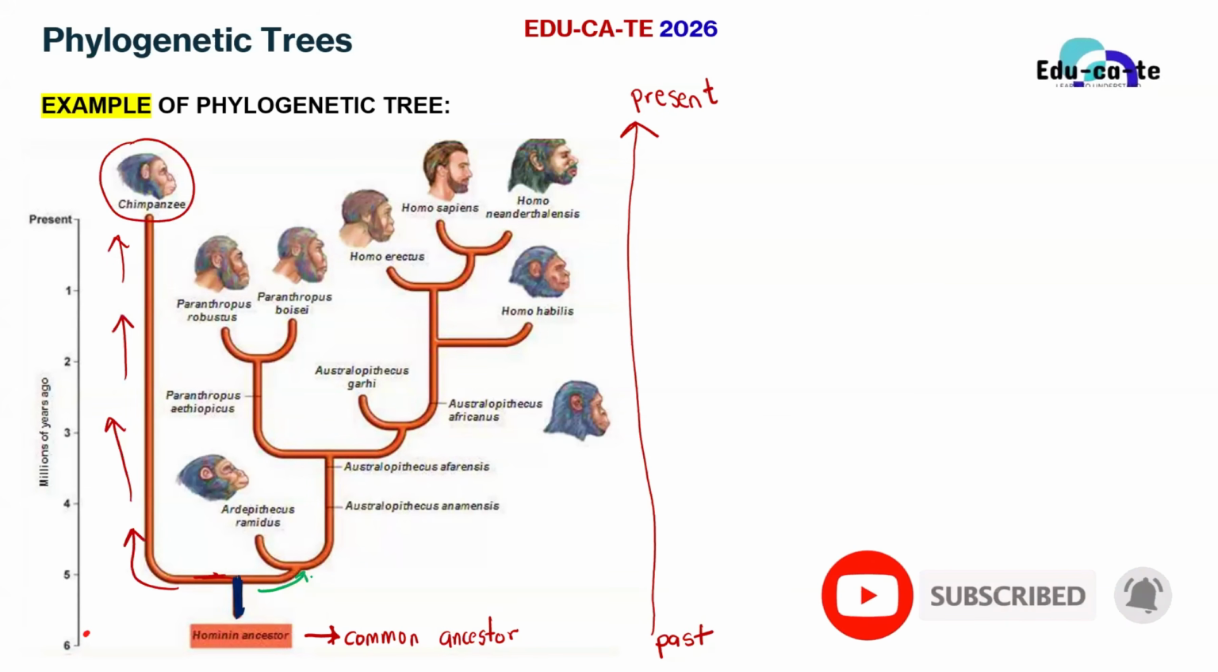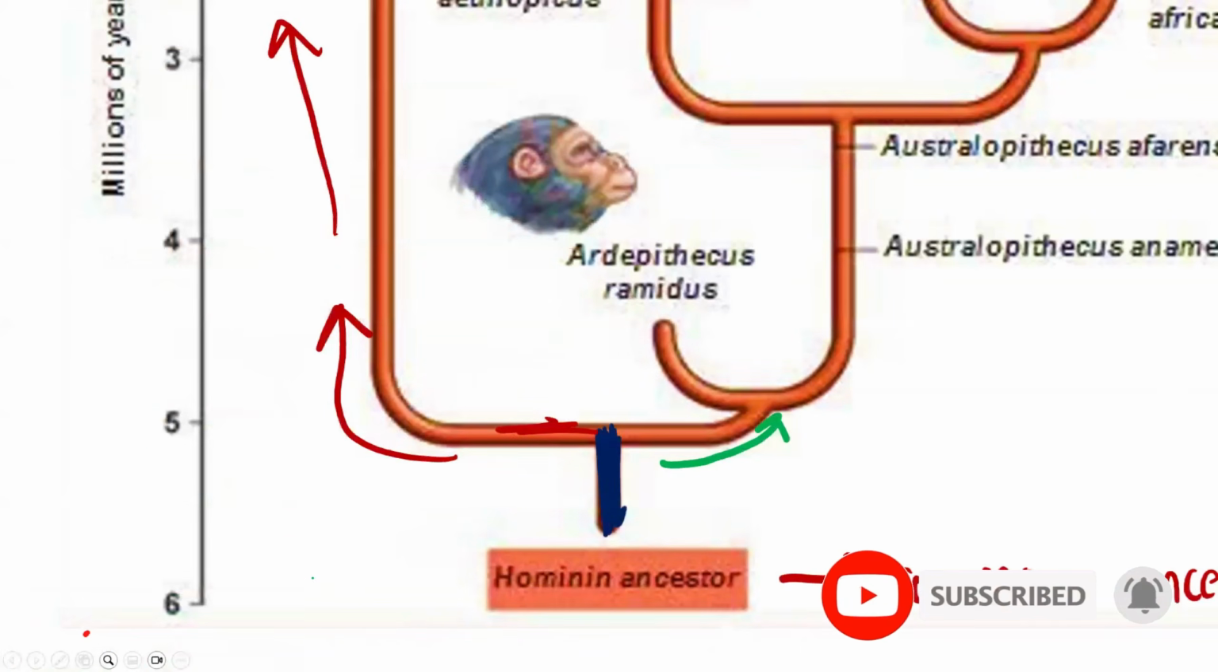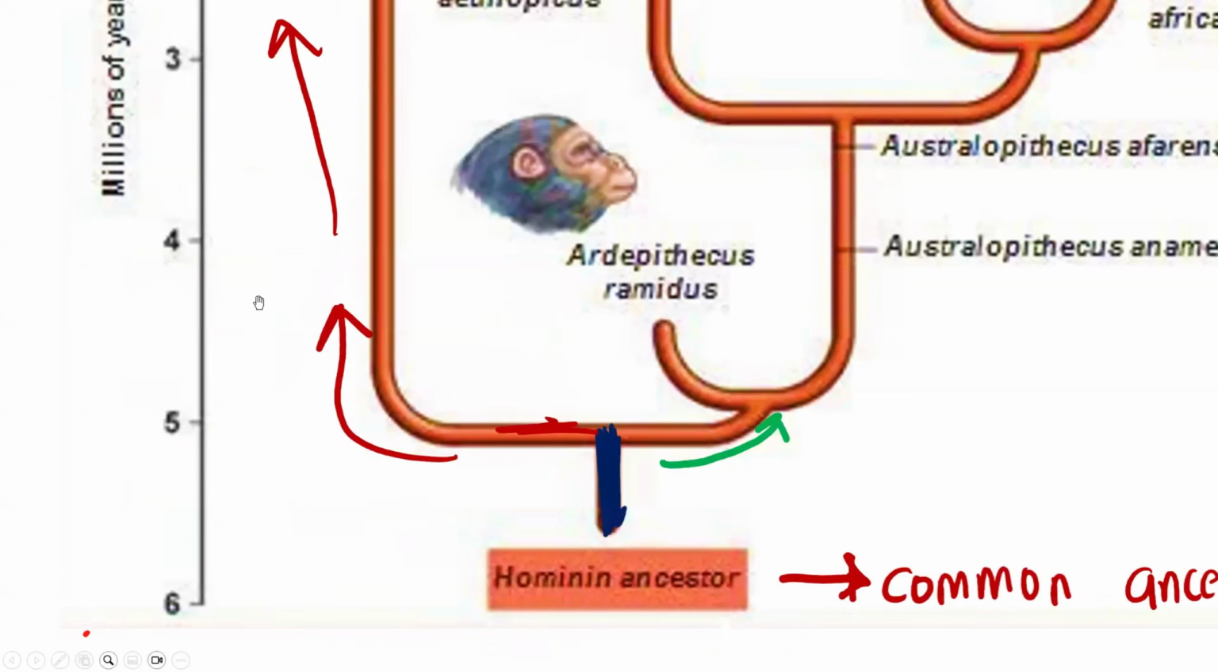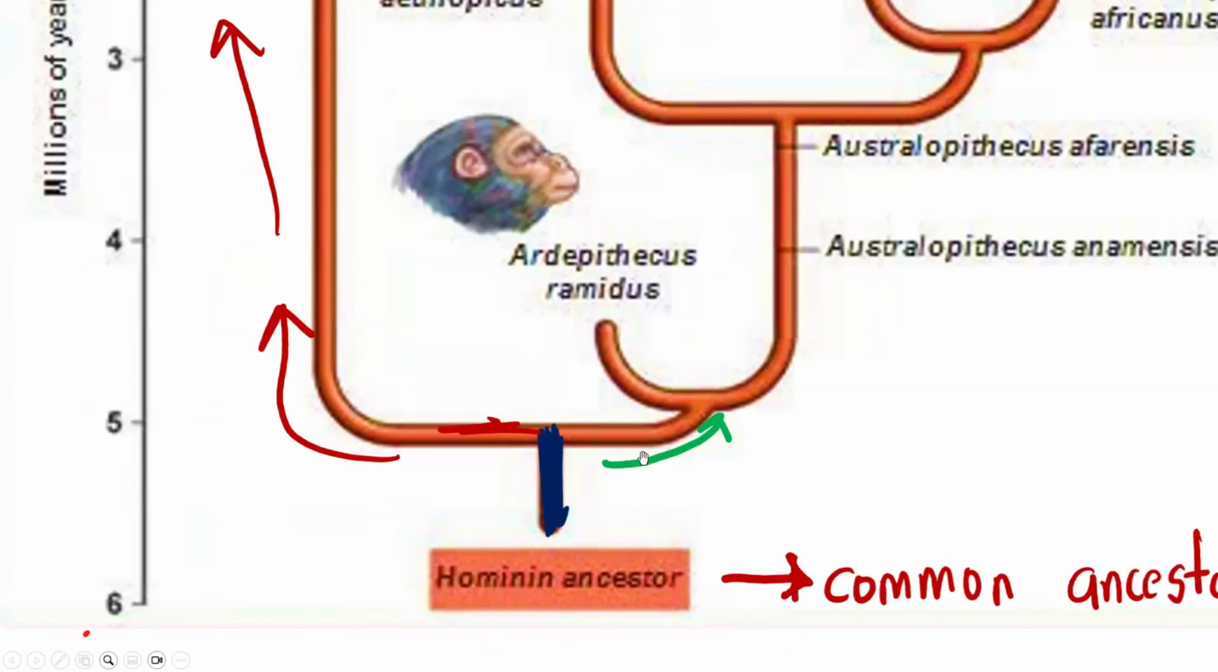Let me zoom in one more time so that you guys can see. The hominin ancestor, our common ancestor, underwent speciation at this point. So this is a speciation event, okay? And it started forming a chimpanzee there on top, and it also formed another species here, the green one. The green one is another species.